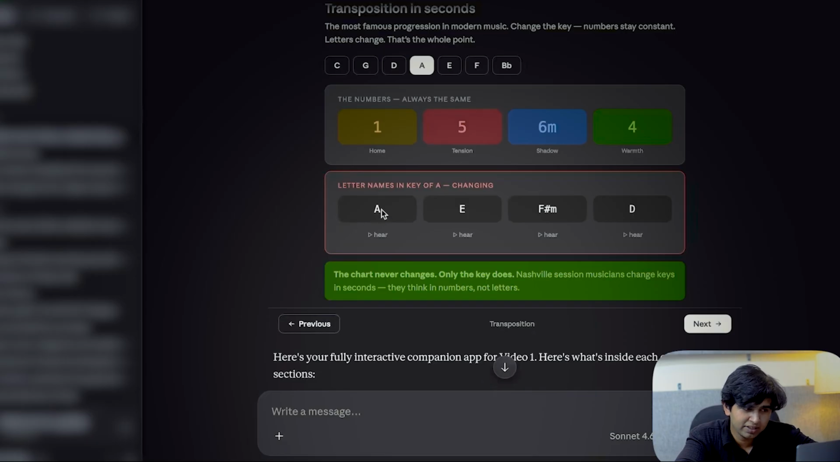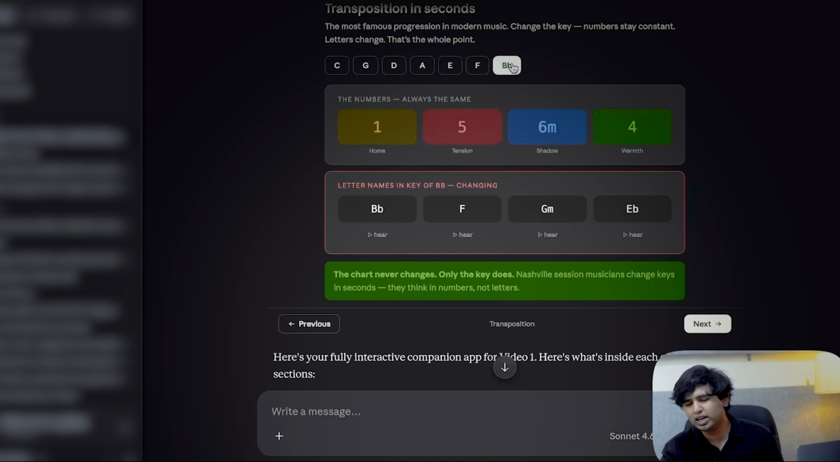Coming on to A. A is 1, E is 5, F sharp minor is 6, and D is 4. Then E is 1, then B is 5, then C sharp minor is 6, A is your 4. And this just goes on and on to all the 12 major keys.